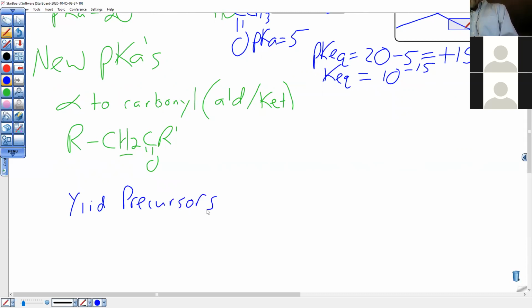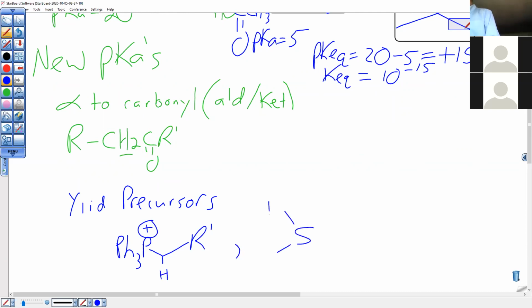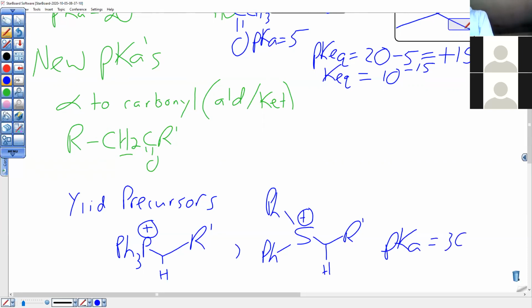And then we had ylid precursors. So either a phosphorus ylid, in which case we had 3 phenyls, or a sulfur ylid. Most often phenyls because you need a group that doesn't have H's on that carbon. And both were pKa 30.